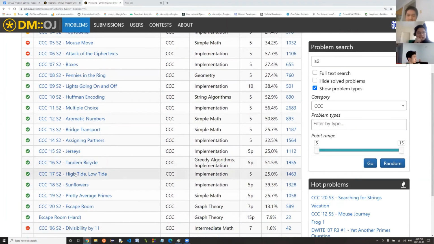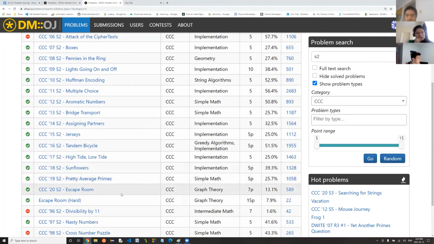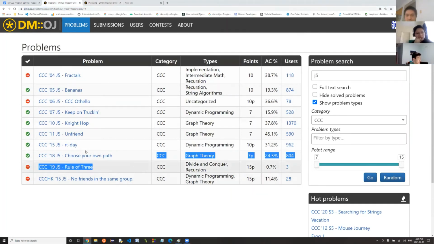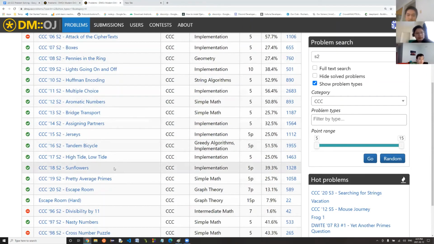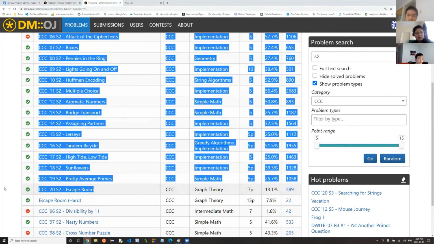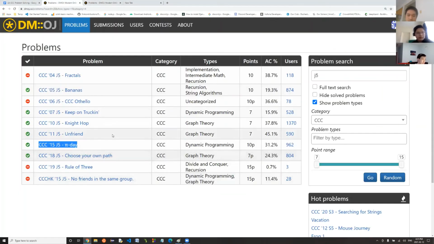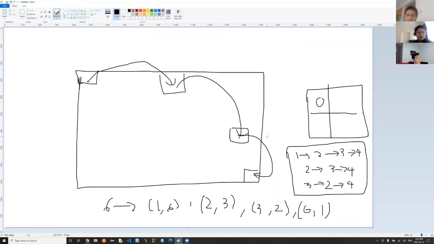All right. If you look at previous years, like 16, 17, 18, and 19, a lot of these problems, J2s or J5s or S2s, a lot of them are recursion-based problems. They're recursion-based problems, like choose your own path, recursion, rule of 3, recursion, pi day, recursion. All these problems are recursion, escape room, recursion. And from these, you can see that a lot of these problems are based on this property. And then from this property, next time when you see a CCC problem, you're going to immediately think recursion, right?